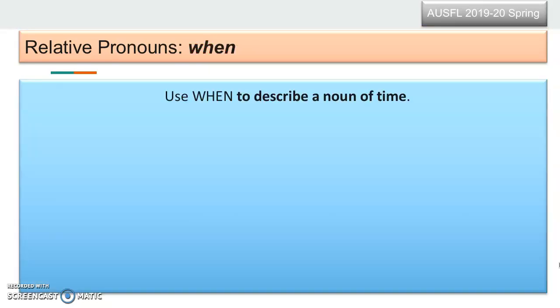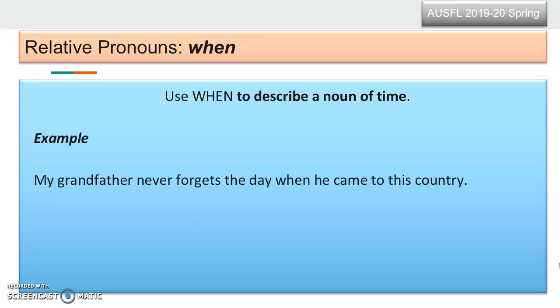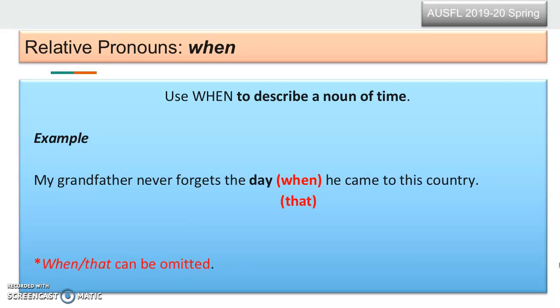The relative pronoun when, on the other hand, is used to describe a noun of time. Here is an example. My grandfather never forgets the day when he came to this country. In this example, we describe the noun day. It's a time word, so we use when in the relative clause to describe it. As an alternative, we can use that, and we can omit the relative pronoun.